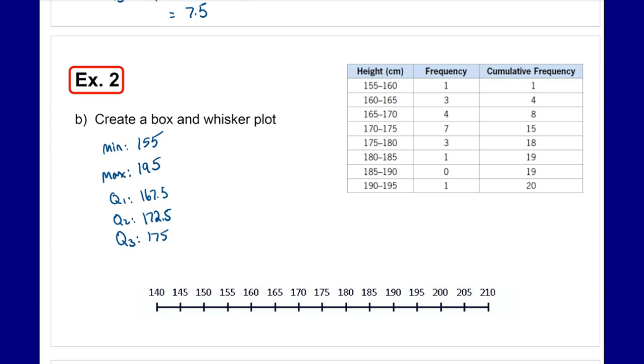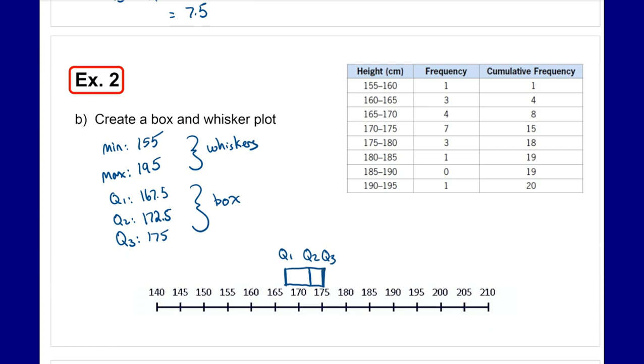So the way the box and whisker plot works, the way we draw it, is our box is formed by our Q1, Q2, and Q3. The max and min, again, form our whiskers. So my Q1, 167.5, we'll put a mark here, that's our Q1. Our Q2 is 172.5, so about here. And our Q3 is 175. So those 3 lines form a box.